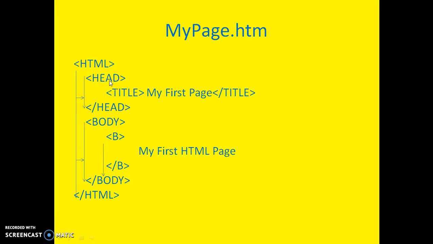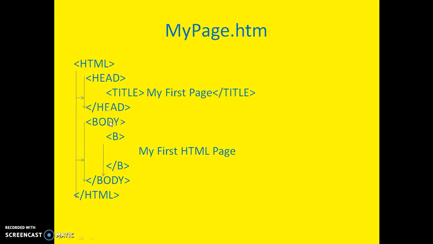Now within my head tag I want to display the title for my page, so I am going to add a tag, that is your title tag, and that will come within your closing tag. Every tag that comes always has to have a closing tag. And I want to display my first page as the name of my page. So this is my page title. Now the body tag, and here I am going to close my head tag.